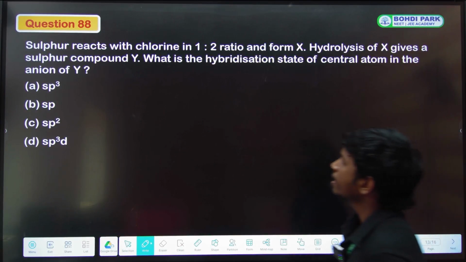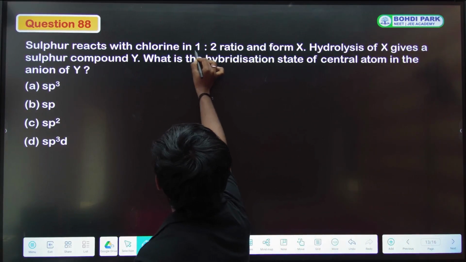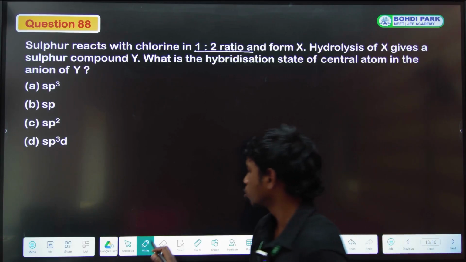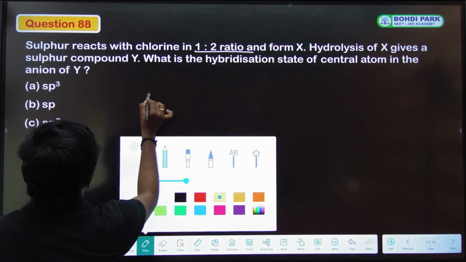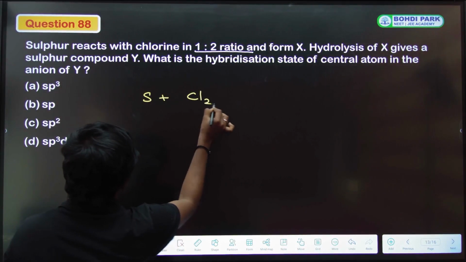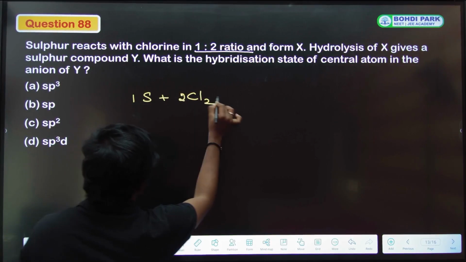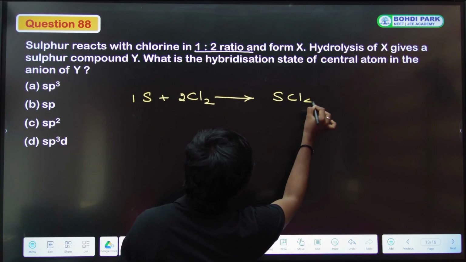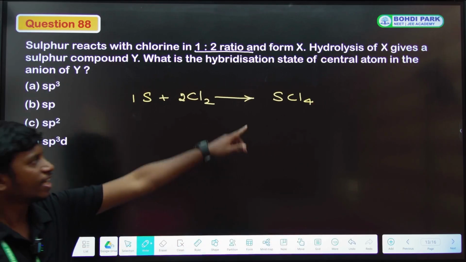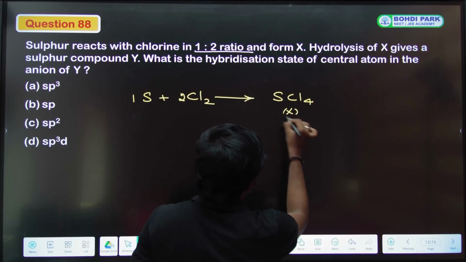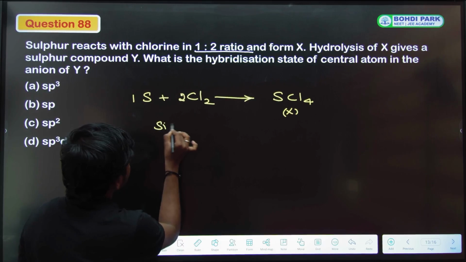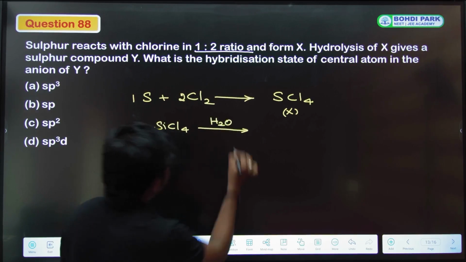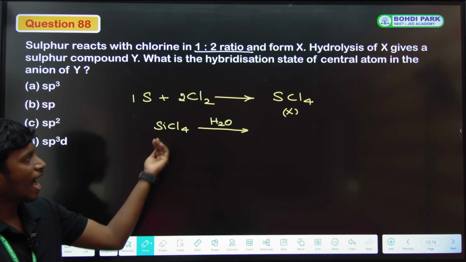the sulfur reacts with chlorine in 1:2 ratio. Okay, sulfur and chlorine 1:2 ratio la react ஆகுறாங்க. So what will be the product? SCl4 will be the product. அது is X molecule. It is reacted with water. Hydrolysis பண்றாங்க. அப்ப என்ன உருவாகும்? HCl வெளியே போயிடும்.